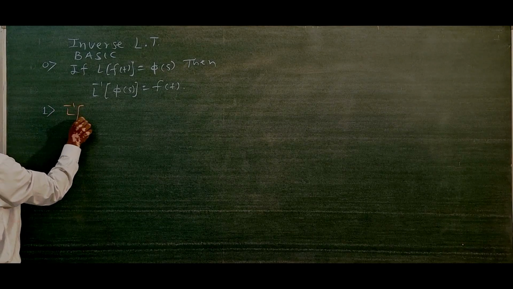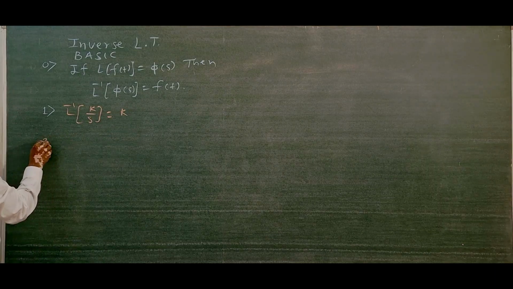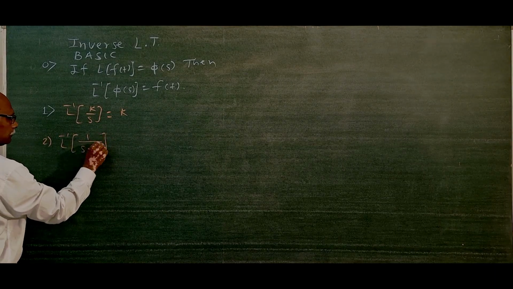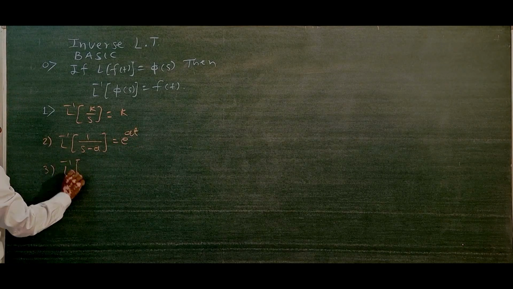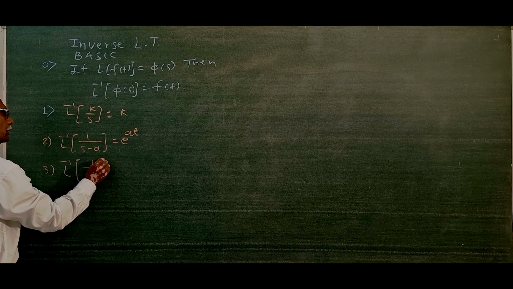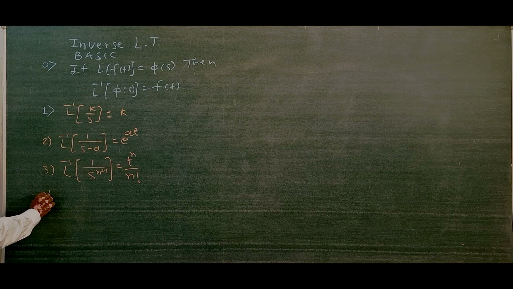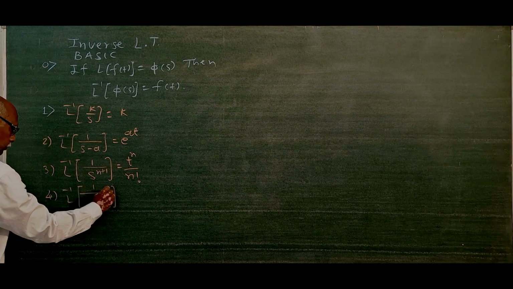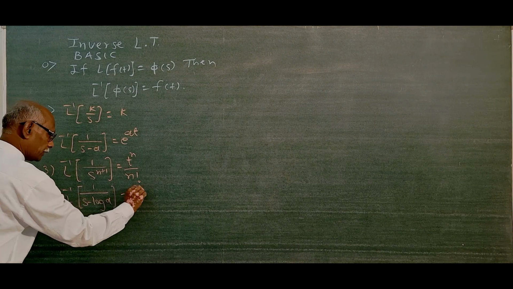Inverse Laplace of a upon s, that is equal to a. Number 2, inverse Laplace of 1 upon s minus a, this comes e raised to at. Number 3, inverse Laplace of, say, 1 upon s raised to n plus 1, then we are writing t raised to n divided by n factorial. Number 4, inverse Laplace of 1 upon s minus log a, and this comes e raised to t.